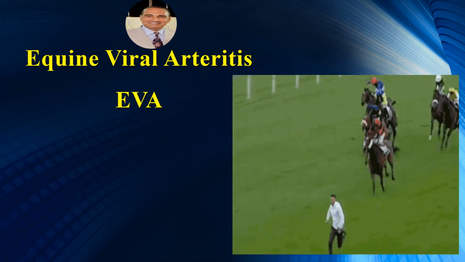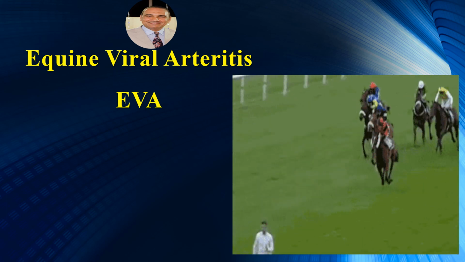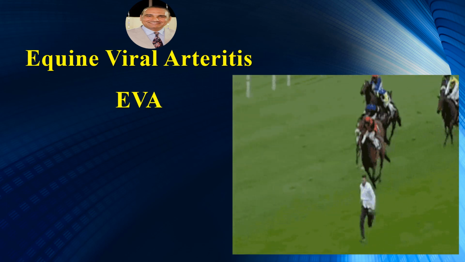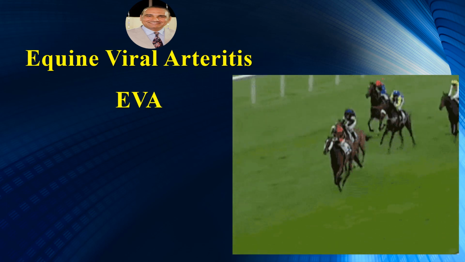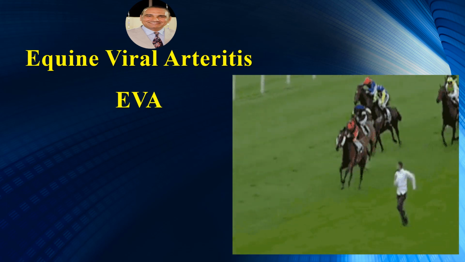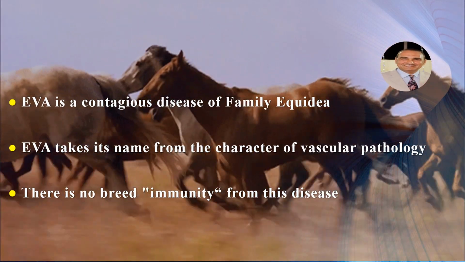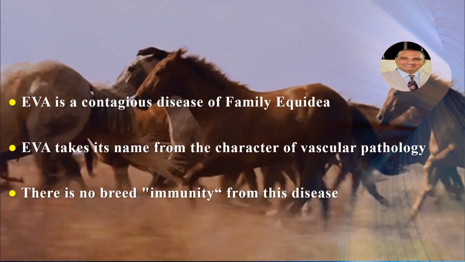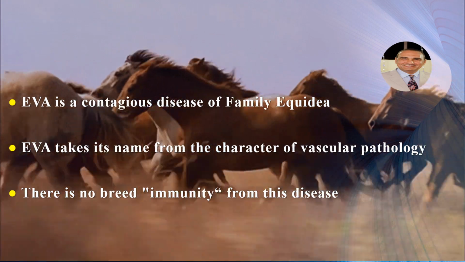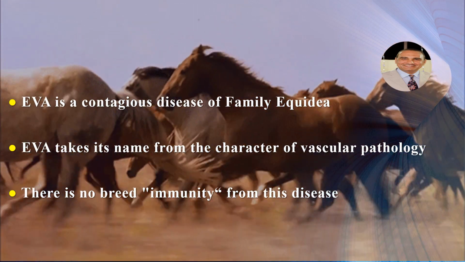One of the most important infectious diseases of family Equidae all over the world, equine viral arthritis, EVA, in 7 parts. So we can say that equine viral arthritis disease is a contagious subacute disease of family Equidae.